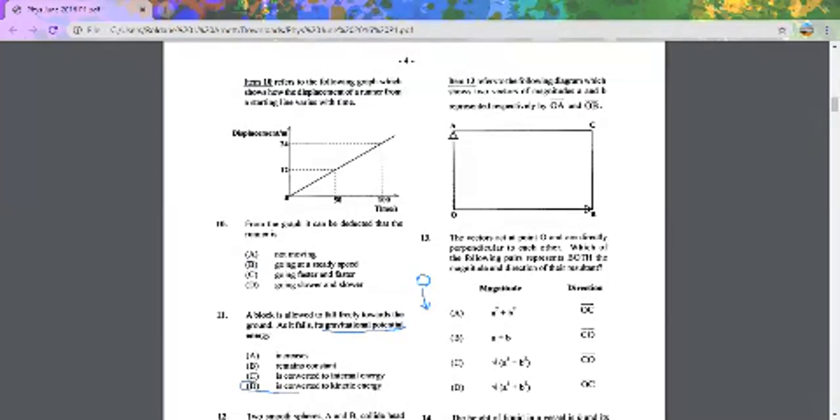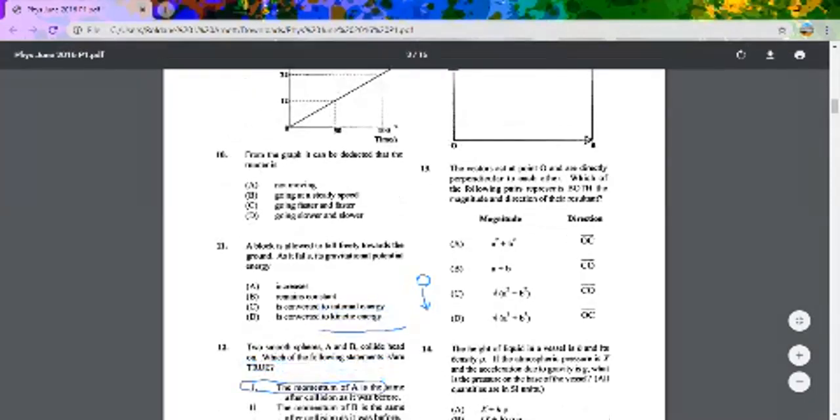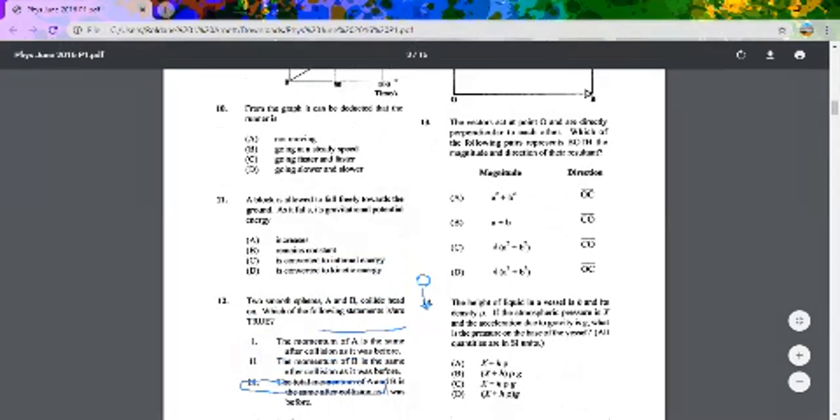It is converted to kinetic energy. So we see a decrease in potential energy resulting in an increase in kinetic energy. So that's that for that question. Let me get this off screen.